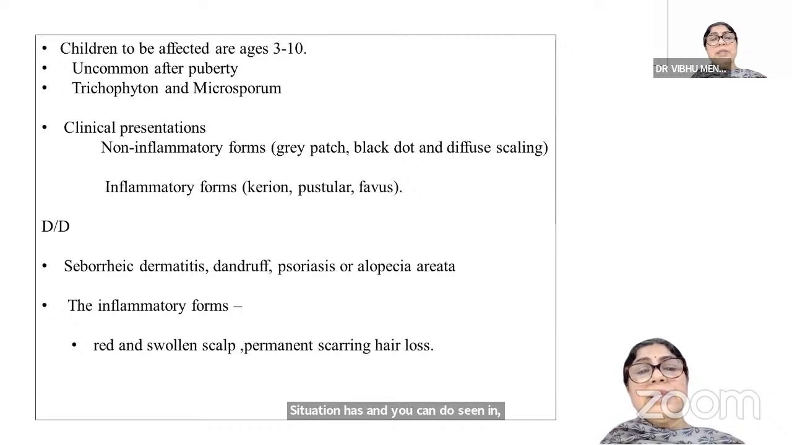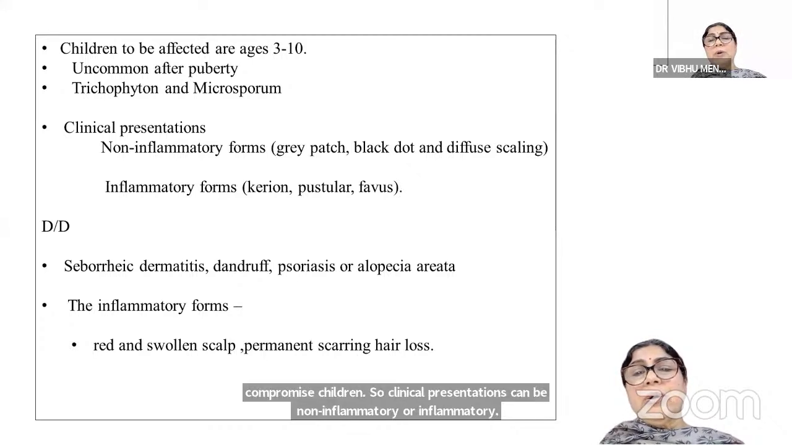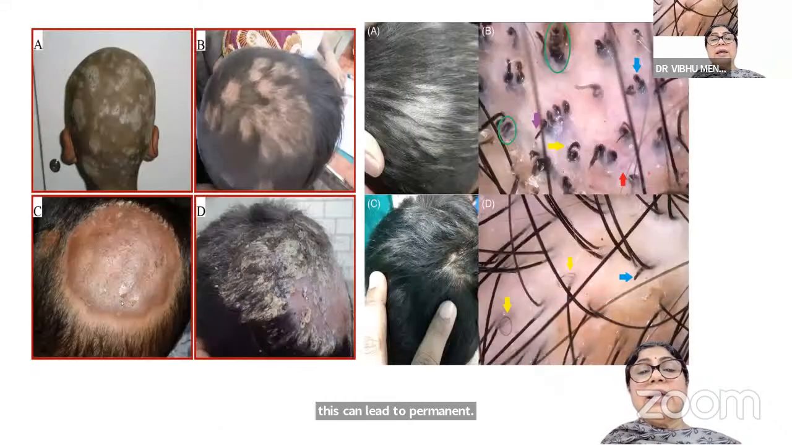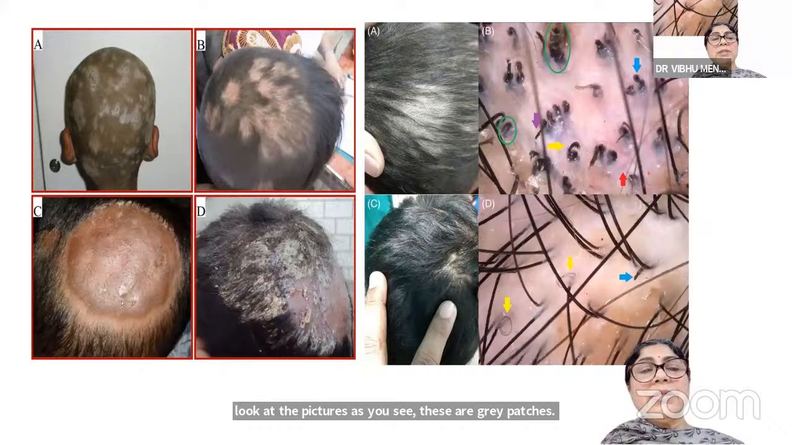So clinical presentations can be non-inflammatory or inflammatory. Non-inflammatory can be gray patch, black dot, and diffuse scaling. This can be there. And it has to be differentiated from seborrheic dermatitis, psoriasis, dandruff. And in the inflammatory forms, the scalp appears red and swollen, and this can lead to permanent scarring hair loss. So let us have a look at the pictures. As you see, these are gray patches. Loss of hair in patches and with scaling, giving rise to the term gray patch hair loss.